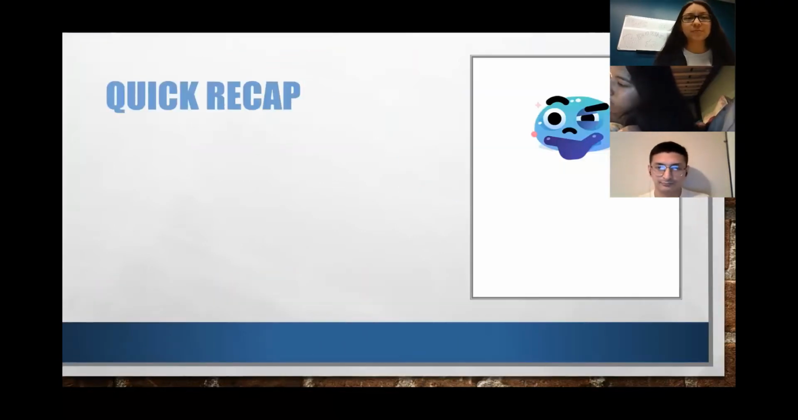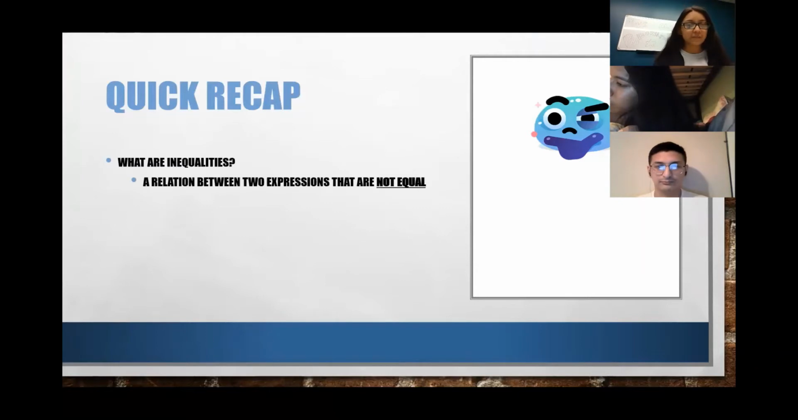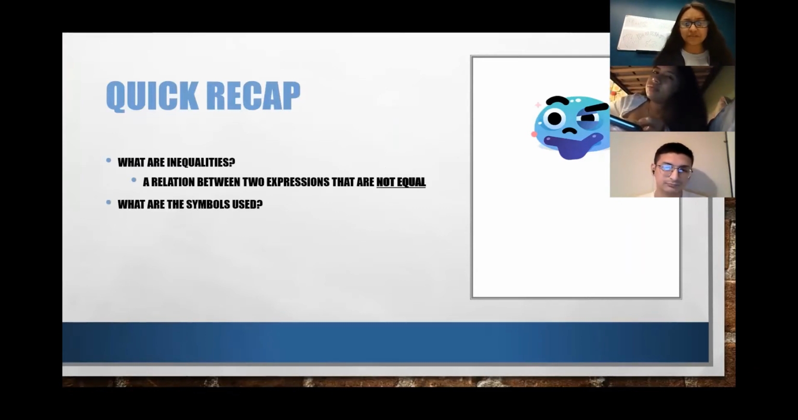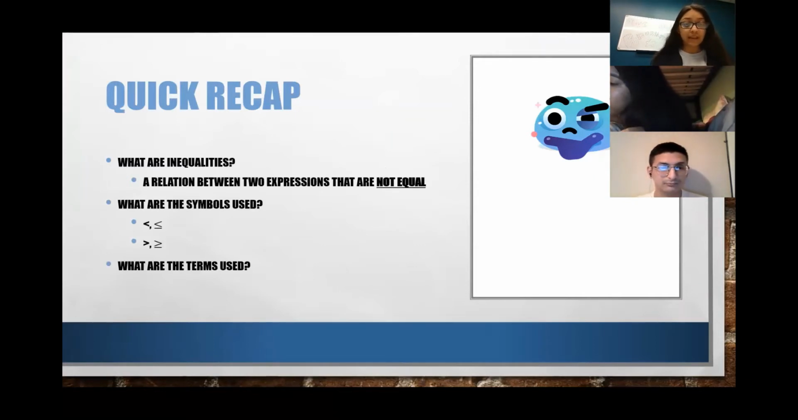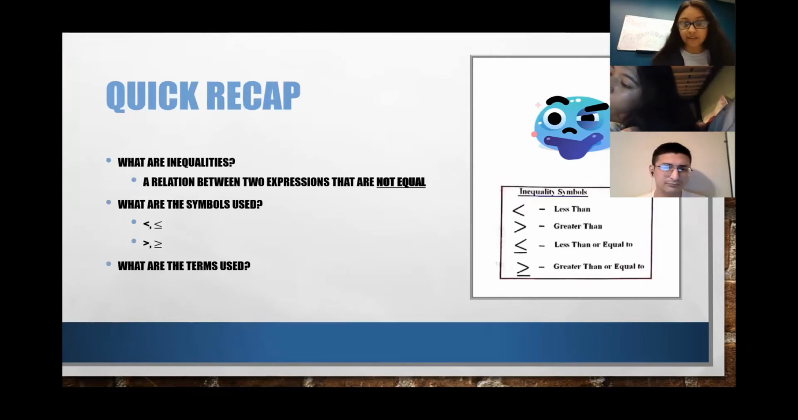Quick recap from last week. What are inequalities? A relationship between two expressions that are not equal. What symbols are used? This is the less than, the greater than, and of course now we have to learn the terms. So now we have this little chart I found, which pretty much explains the same thing as I said before, but there are other terms that go with this.